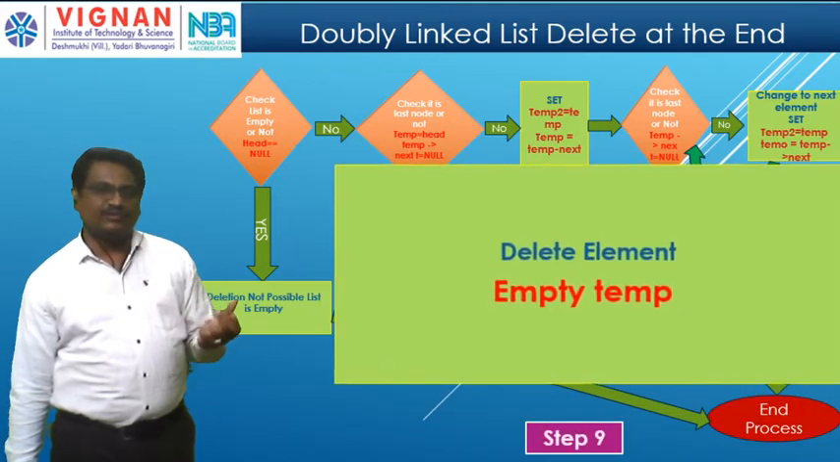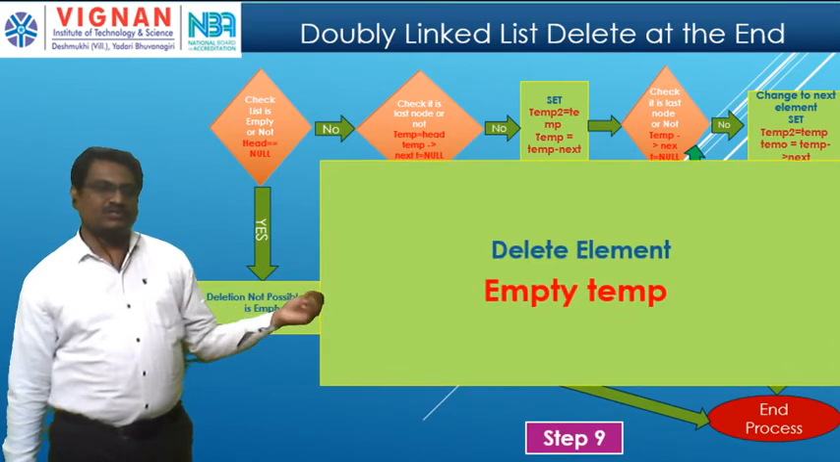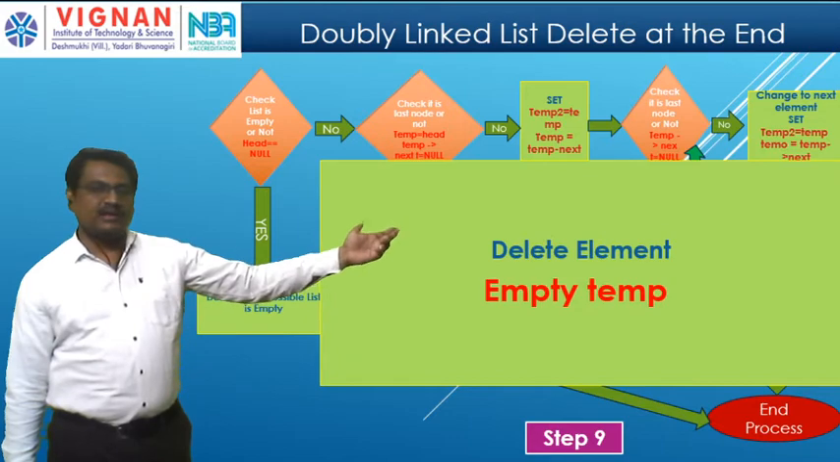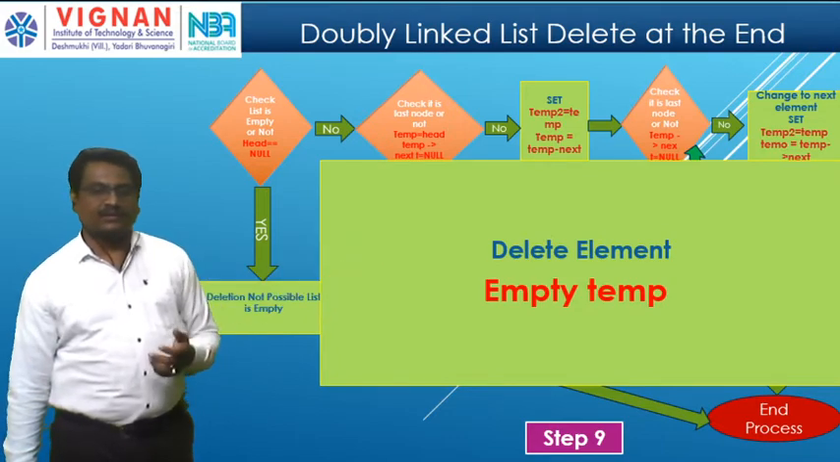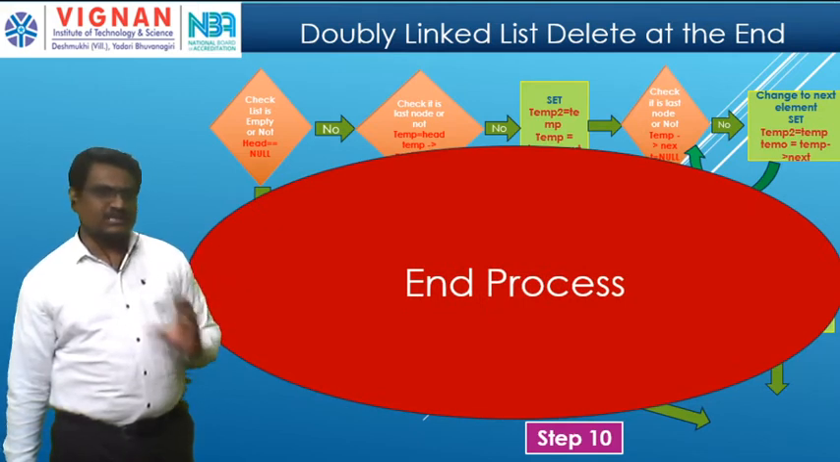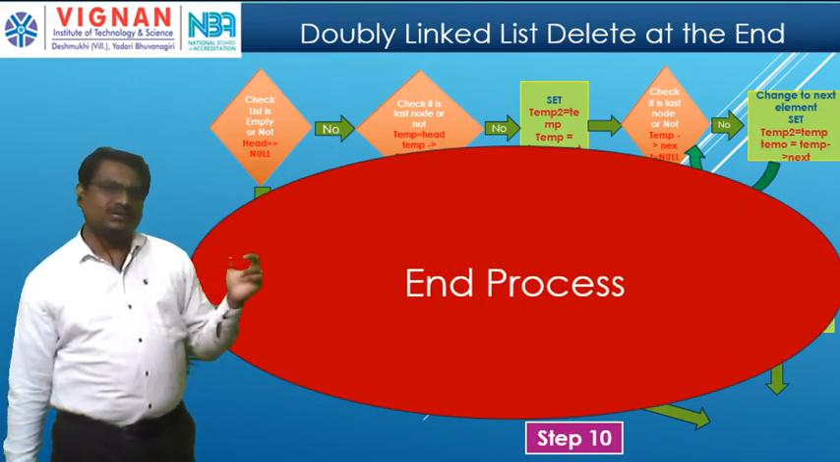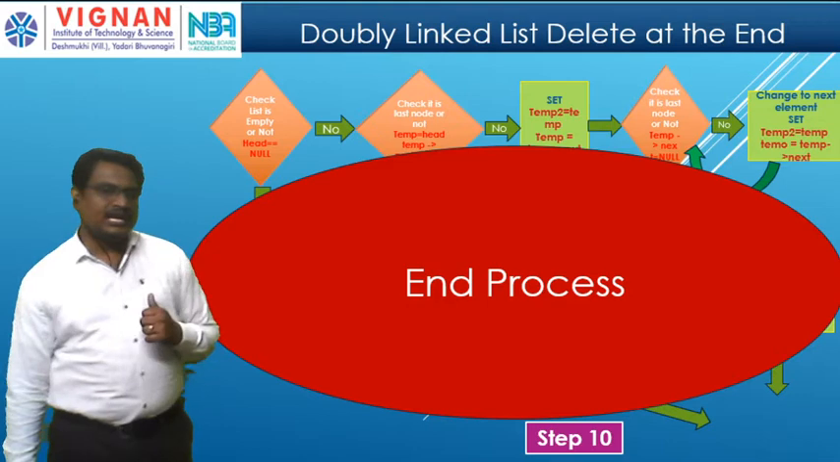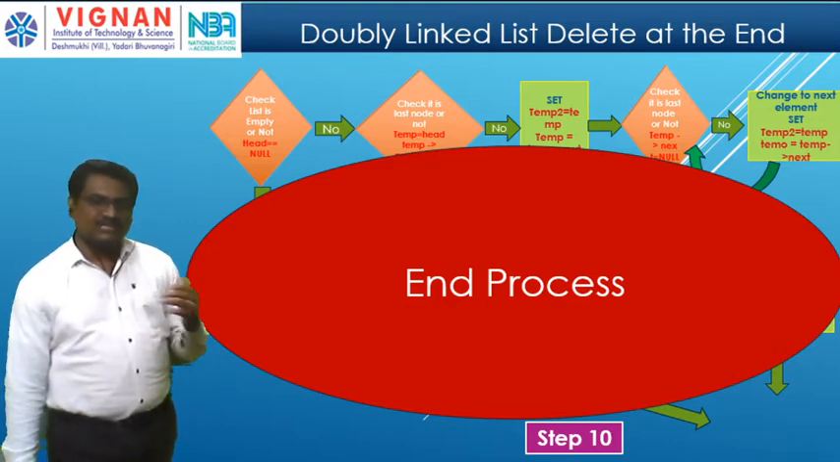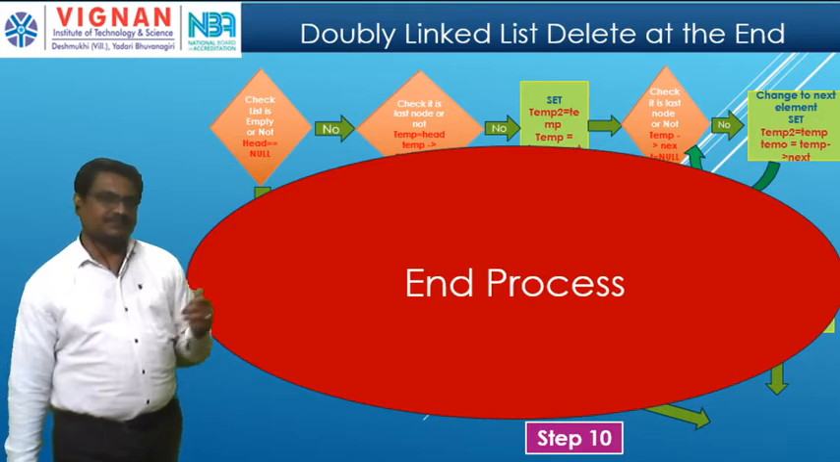Then I will remove the space. How am I going to delete? By emptying the temporary variable. Am I right? Emptying the temporary variable, then I will end the process. These two operations are similar to the deletion operation at the starting of the linked list. Am I right? Now, from this onwards, it will change. The next step onwards, it will change.